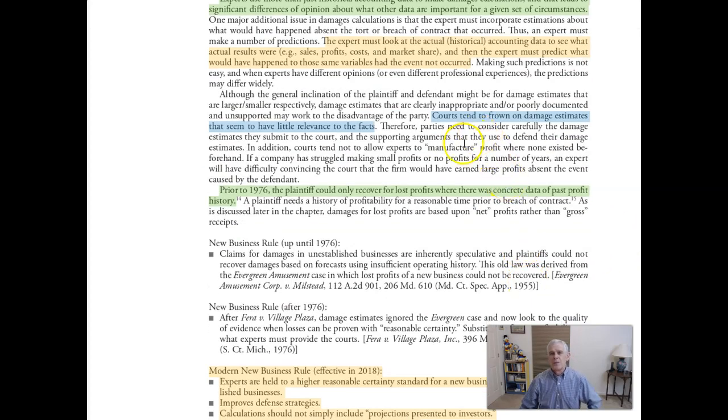Like it says here, courts tend to frown on damage estimates that seem to have little relevance to the facts. So if you, let's say, are working for the plaintiff side, and you try to create numbers that are just not relevant, just unreasonable, the courts will probably throw that out. So you need to make sure in any of your calculations, for both sides, plaintiff or defense, you come up with a reasonable amount of money.